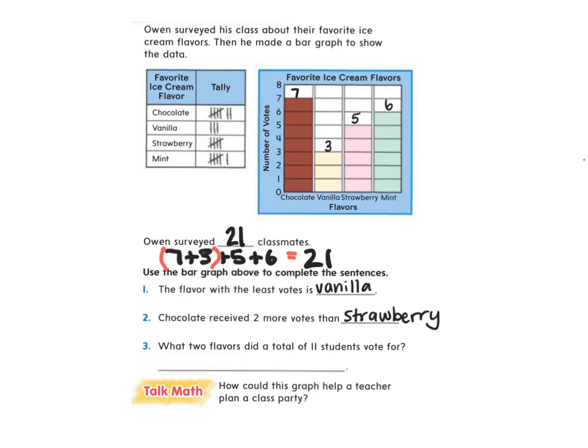So I'm going to fill in which two flavors? Strawberry and mint, because those bars represent the people who liked strawberry ice cream and the people who liked mint ice cream. Okay? So think about this for a second.